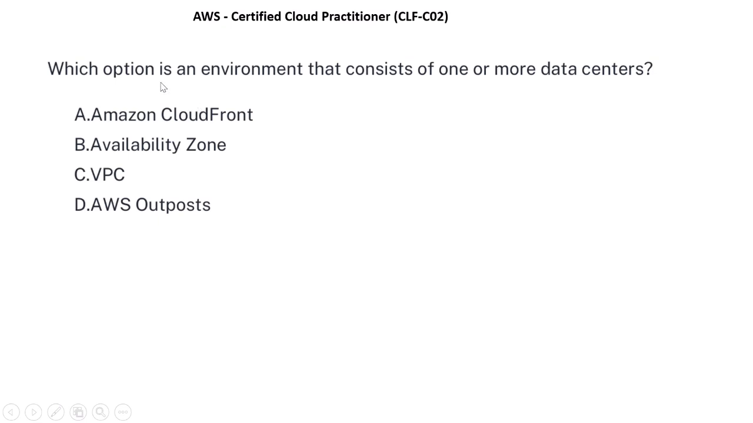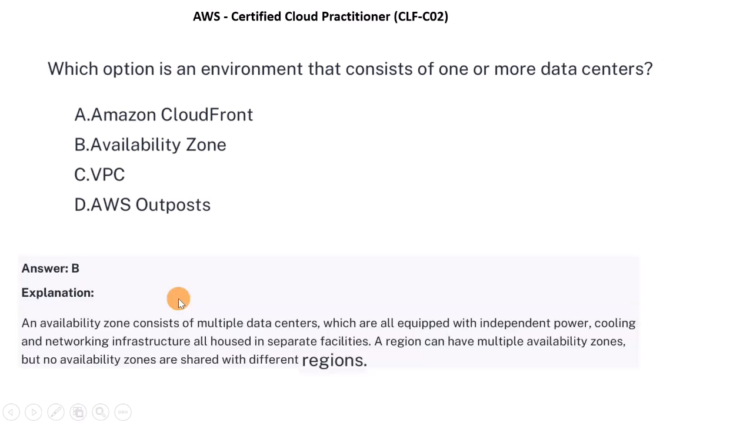Next question. Which option is an environment that consists of one or more data centers? Option A, Amazon CloudFront. Option B, availability zone. Option C, VPC. Option D, AWS Outposts. The correct answer is option B, availability zone. An availability zone consists of multiple data centers which are all equipped with independent power, cooling, and networking infrastructure, all housed in separate facilities. A region can have multiple availability zones, but no availability zones are shared with different regions.